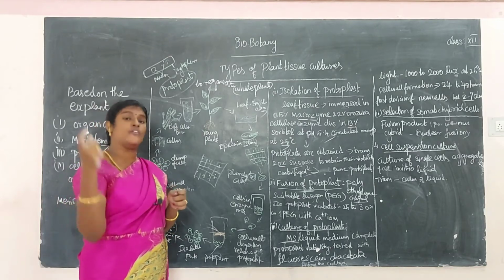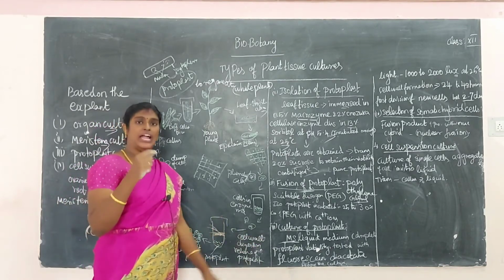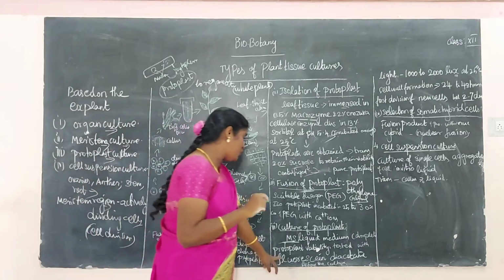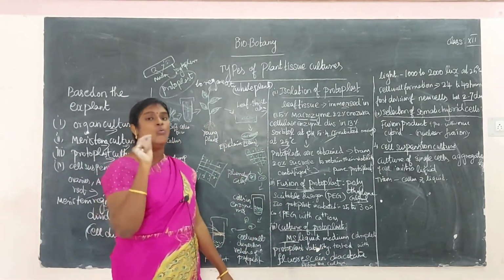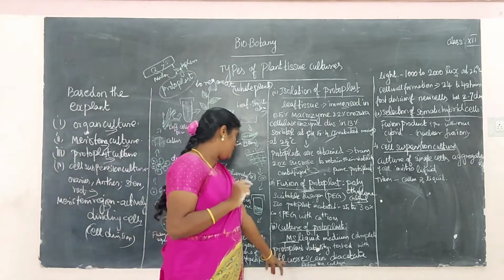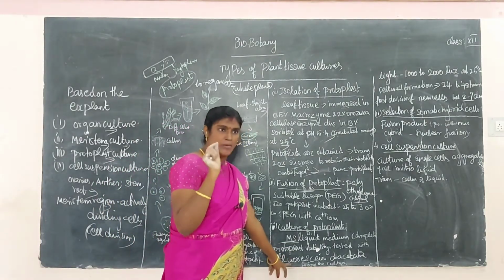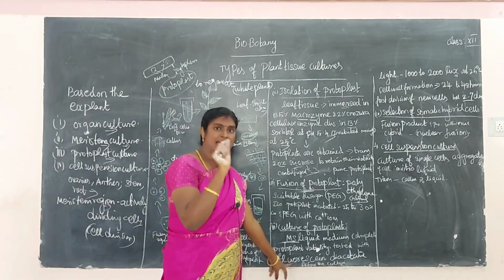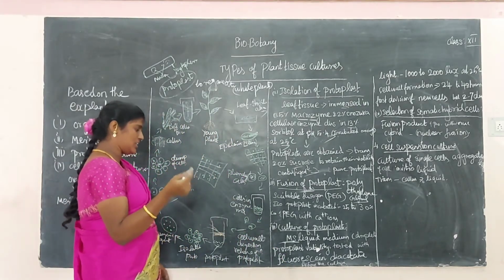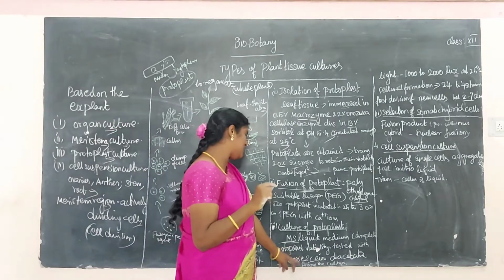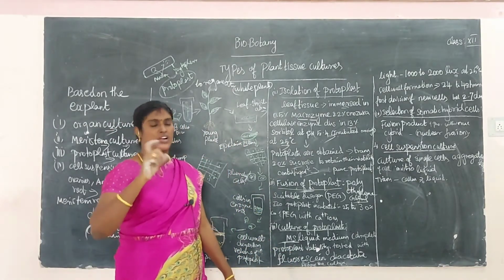So they do the viability test. So you have to add a chemical. The chemical name fluorescein diacetate is very, very important, asking 1 mark. So you have to note it. Fluorescein diacetate. Before the culture, fluorescein diacetate is used for the protoplast viability test.